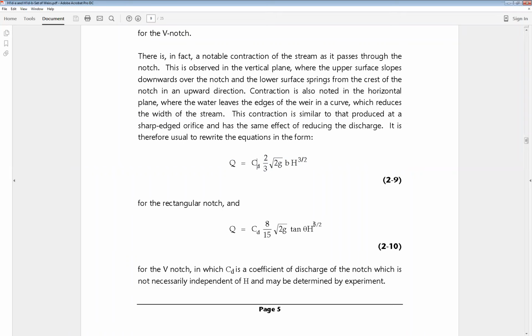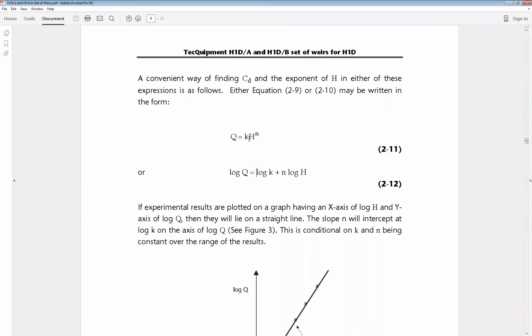And the power, we can just denote it by n in this relationship. Okay, so k is equal to that one, or n is equal to that one. It's fine. And once you take the log from both sides, on the left-hand side, we will have log q. On the right-hand side, if you remember from mathematics, we can have the log of the multiplications. We can write it as the sum, log k plus n times log h.